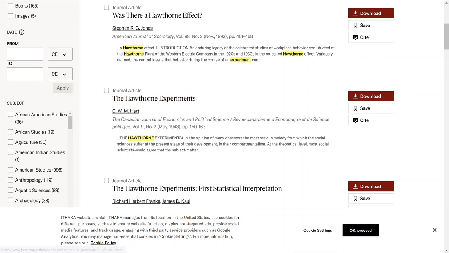Here's one that talks about, in the opinion of many observers, most serious malady from which the social sciences suffer at the present stage of their development is their compartmentalism. Okay, so here we see that this is going to take a theoretical approach to the social sciences. So this article, I think, would be worth looking at.